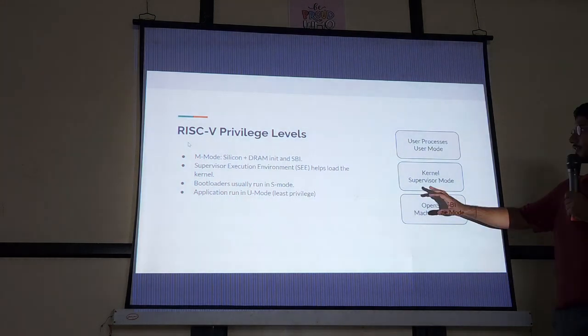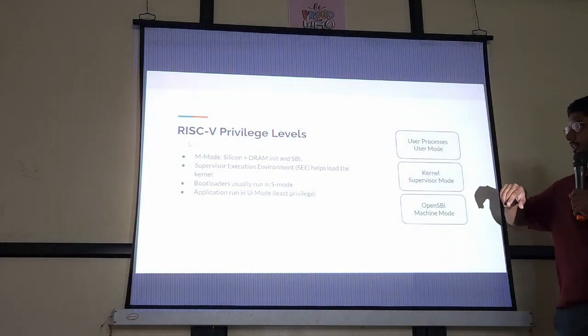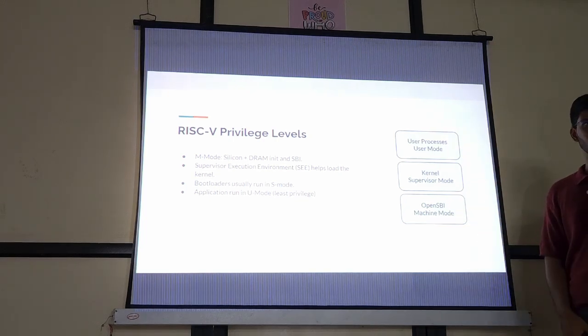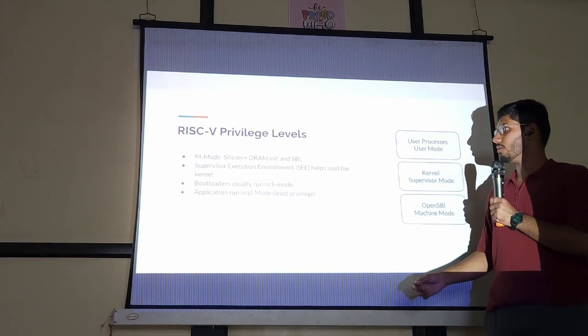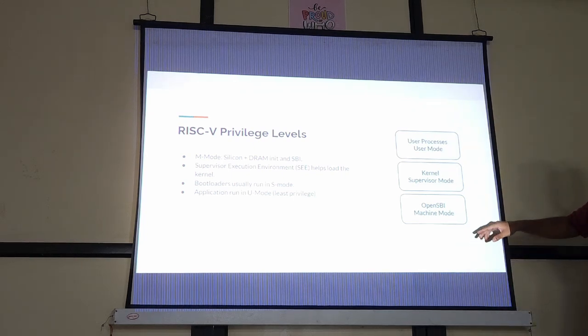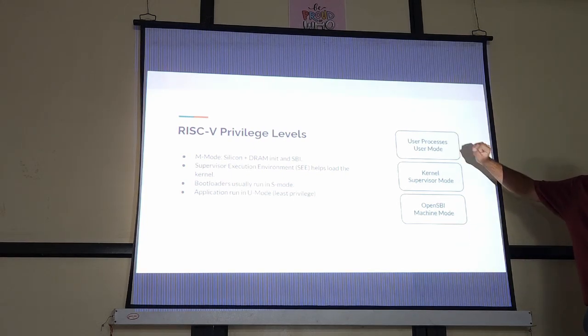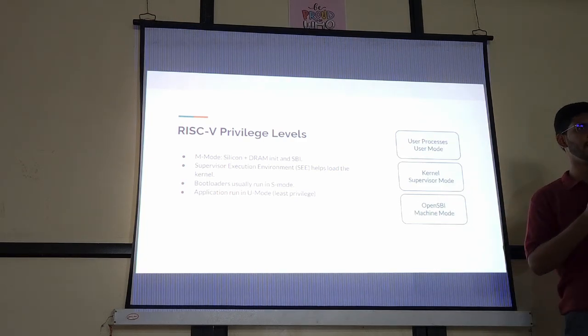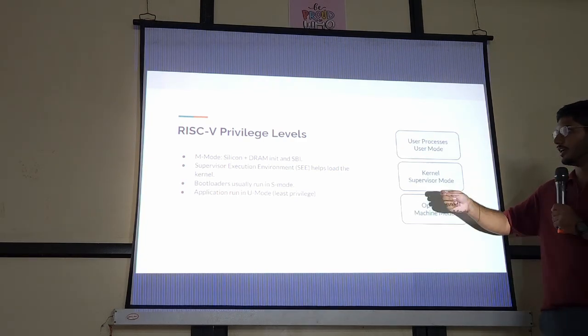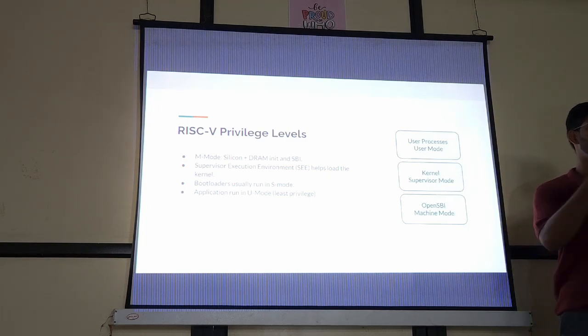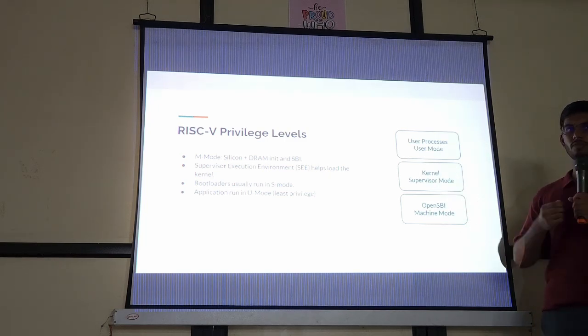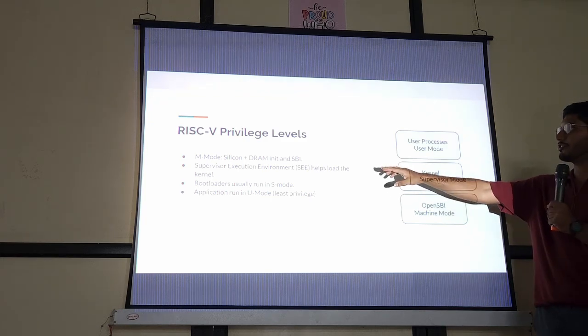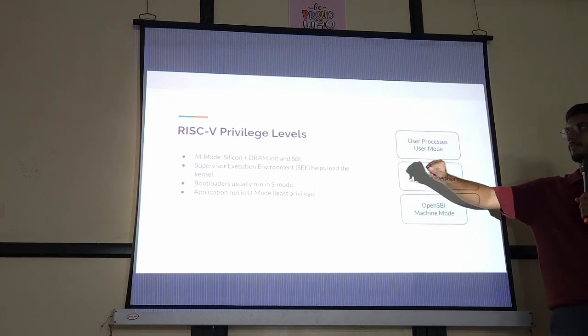Then these are the RISC-V privilege levels. We'll see a little bit more on the privilege levels. It starts like this, from bottom to top we go. First is machine mode. Machine mode will have the silicon and DRAM in it. What does that mean? When we are booting up the processor, we first need to train the RAM. That's why we have the DRAM initialization.